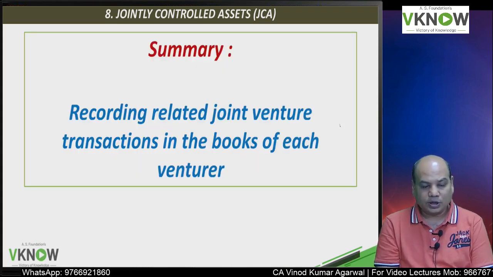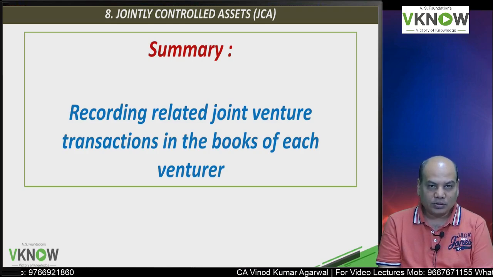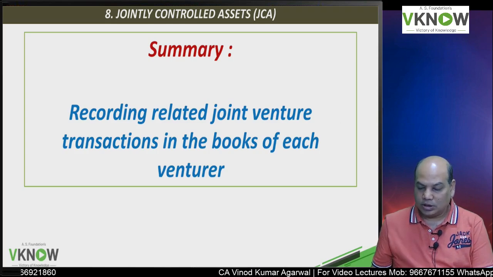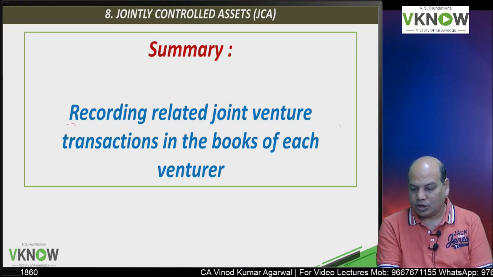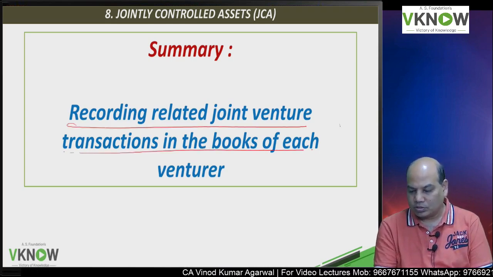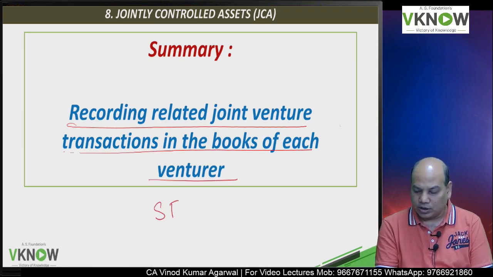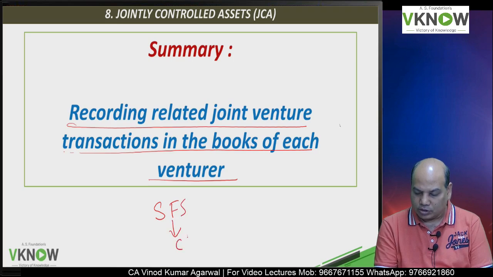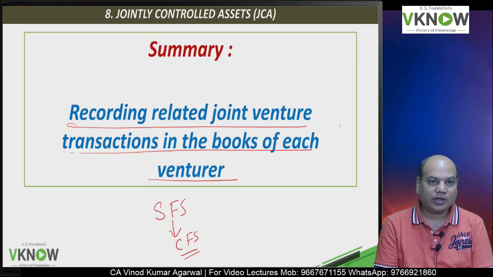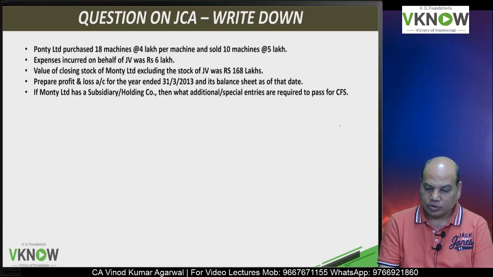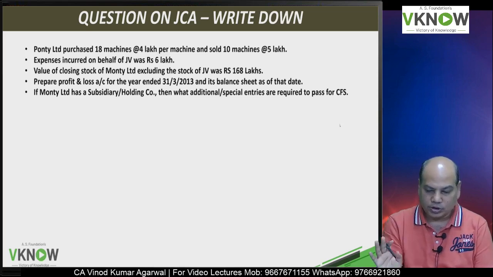So the summary of our discussion is, each venturer will record their transactions in their books. No new entities are created. Whatever you record in SFS will get transferred to the consolidated financial statement also. So I am going to dictate one question to you.